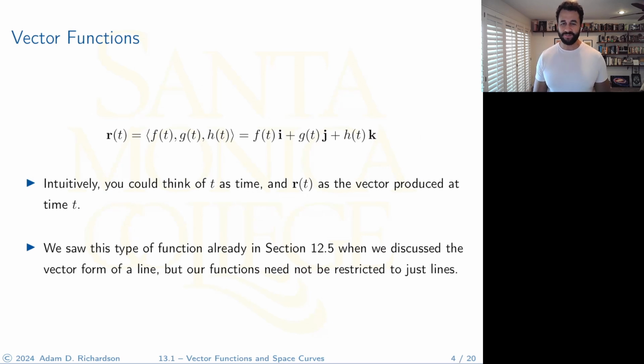Intuitively, one way to think about this is you could think of t as time and r of t as the vector that is produced at time t. And we've actually seen this before. We saw this back in section 12.5 when we were talking about the vector form of a line. But now the idea is that our functions don't need to just be lines. We can describe all sorts of interesting curves and vector functions using this type of a structure here. It doesn't have to be just a line.